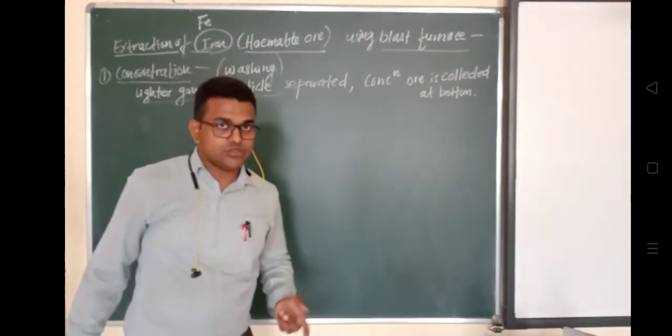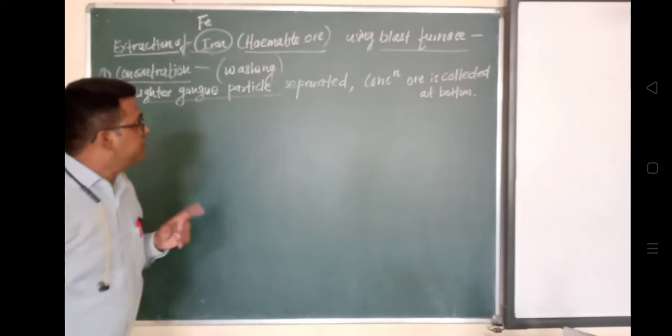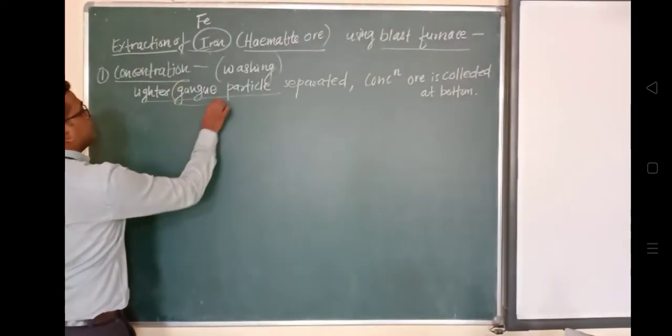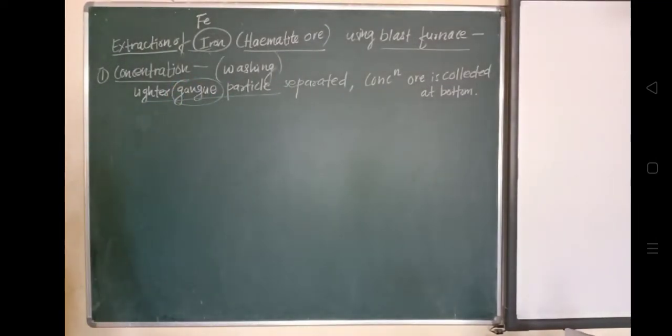So this is the very first method in which the impurities, जो gangue है, impurity है, are removed in this very first step. Now in the second step what we will have to do, we'll have to heat it.